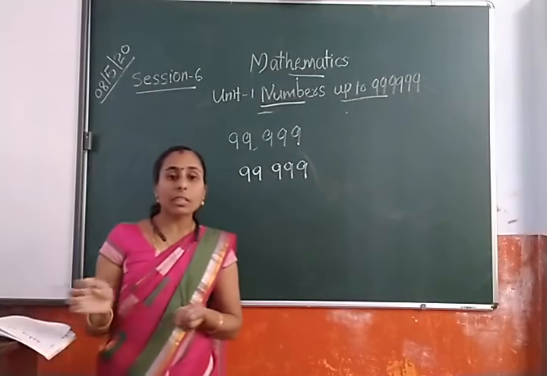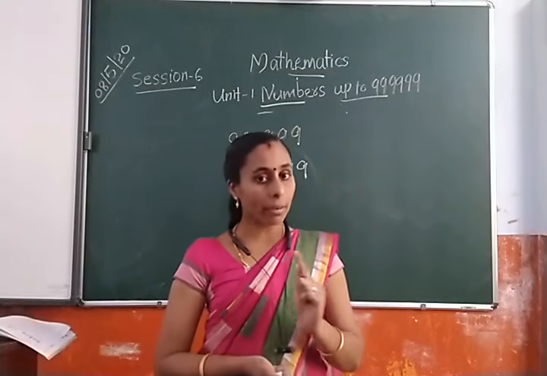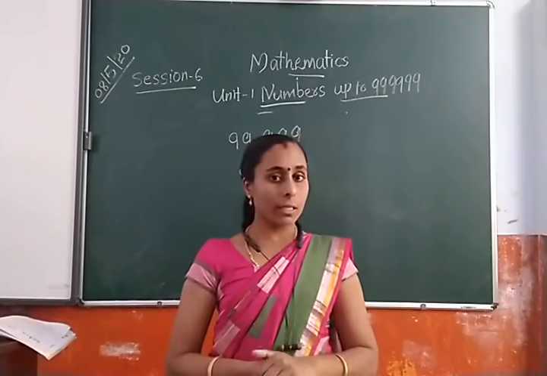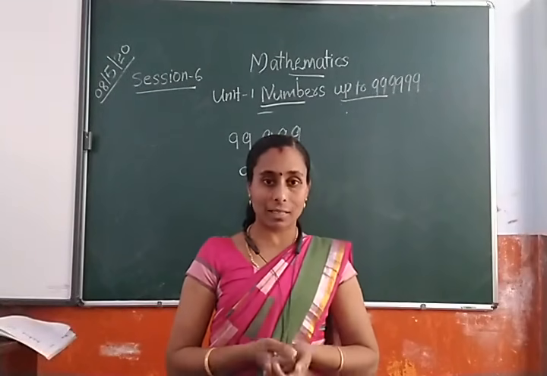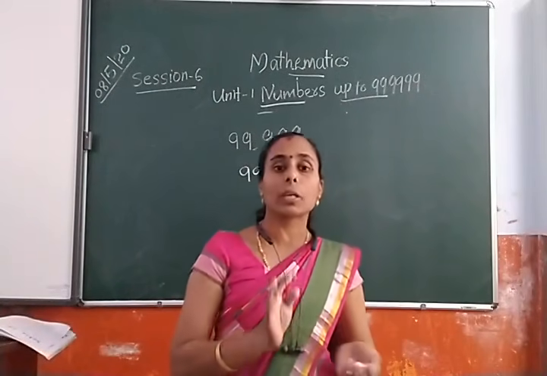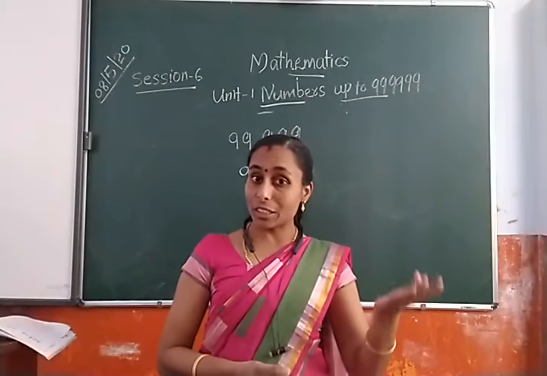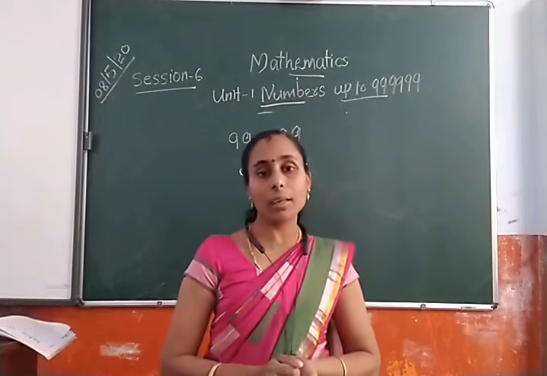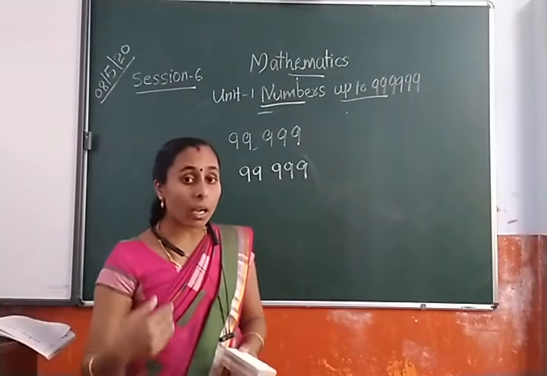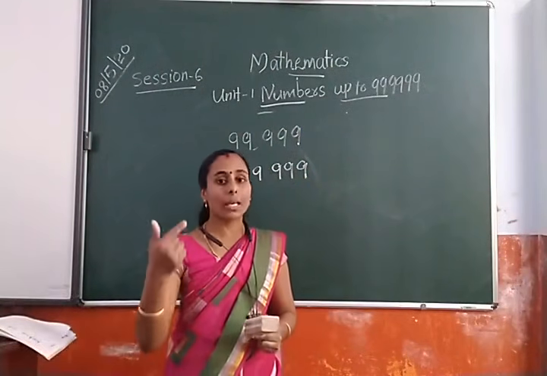Today we are going to learn counting by twos, tens, hundreds, thousands and ten thousands. Counting by twos and tens we have already learned in previous classes, even in smaller classes like LKG or UKG: 2, 4, 6, 8, 10 is counting by twos, and 10, 20, 30, 40, 50 is counting by tens. Today let us start: how can we count by twos, tens, 100, 1000, 10,000?